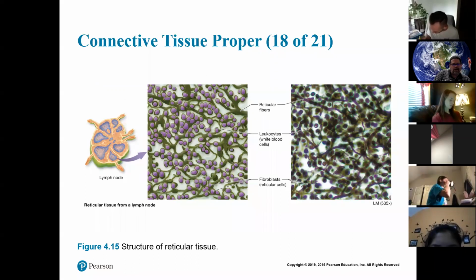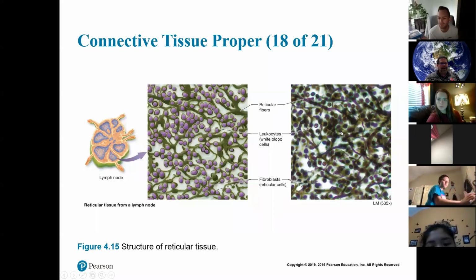Can everybody see the little circles in this picture? Those are all white blood cells sitting in a hairnet or hammock or mesh. Okay? And so reticular fibers form the mesh. And so when you see a bunch of dots on my slide in lab, what am I showing you? Reticular connective. Those are all white blood cells sitting in the net.